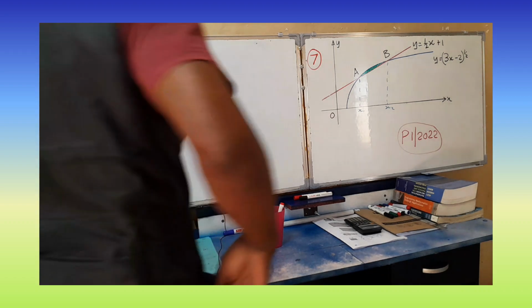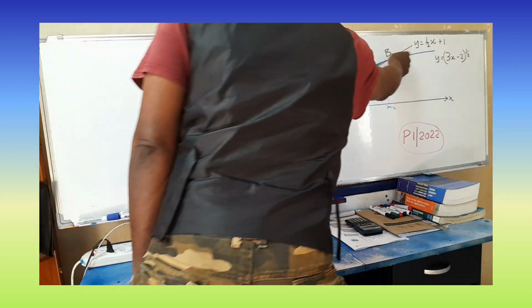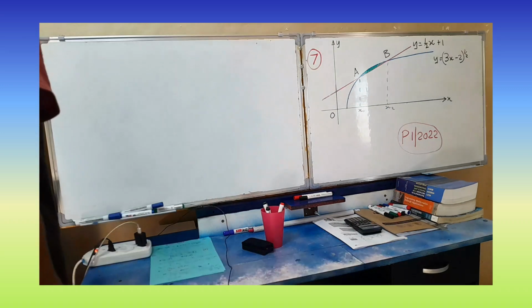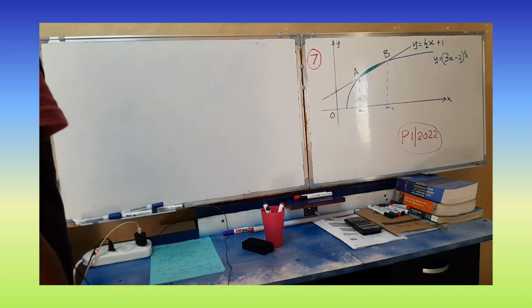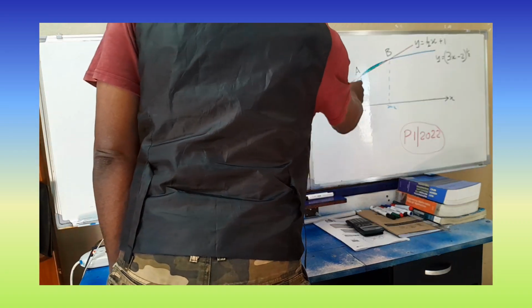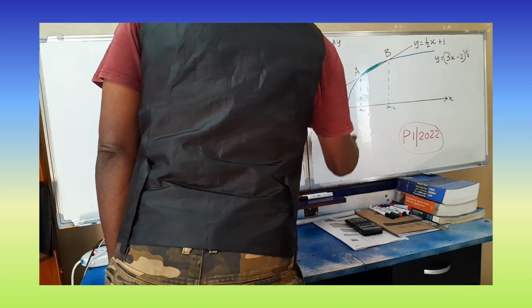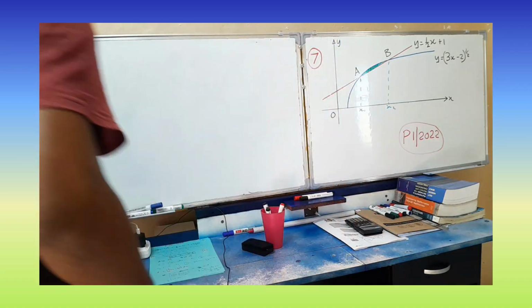What does it represent? Well, this red graph is the function y equals half x plus 1. The blue graph is the function y equals (3x minus 2) to the power half. And I've indicated on the graph the values of x at A and B. They are x1 and x2 respectively.